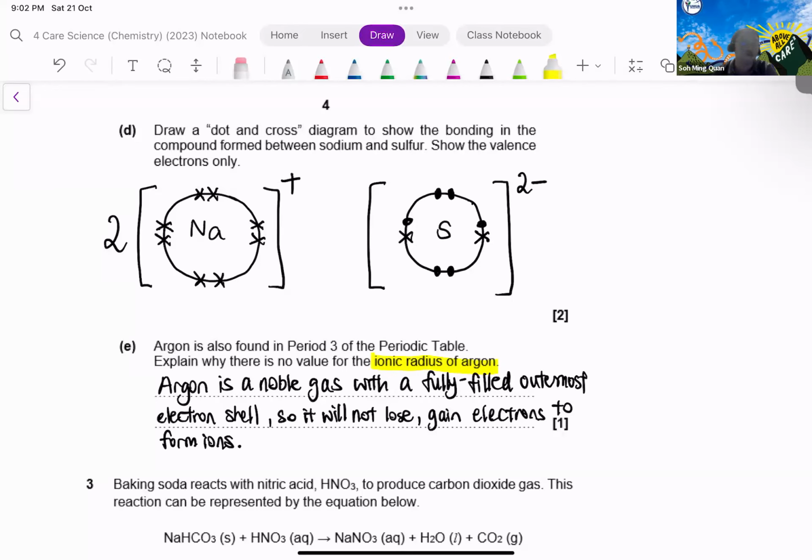Argon is a noble gas, full stop. Cannot. Or you write argon has a stable electronic configuration, full stop. Cannot. You must continue by saying this. This is the marking point.